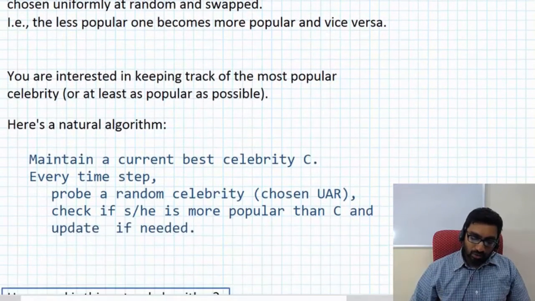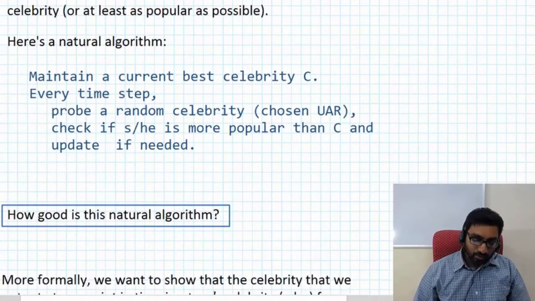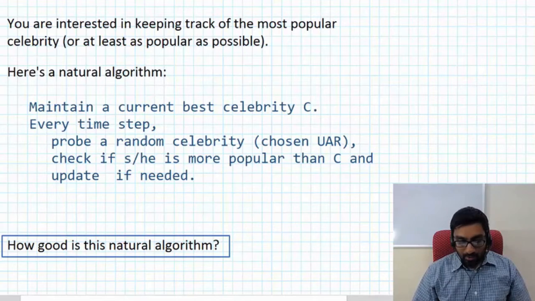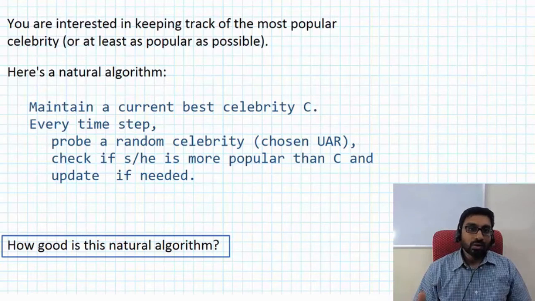Okay, and we looked at a very simple algorithm. We maintain the best celebrity C, and every time step we probe a random celebrity and check with the celebrity C. If there's an improvement in the randomly probed celebrity, then we update C. A natural question therefore is, how good is this algorithm? Because it's a very simple algorithm, it doesn't have much of an overhead, but we want to know how good this algorithm is.